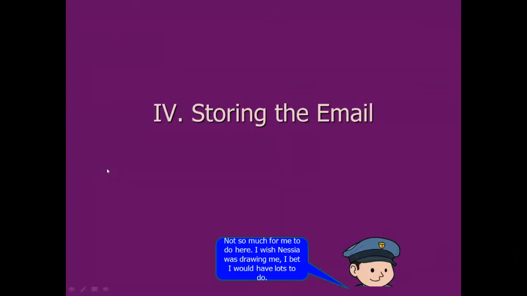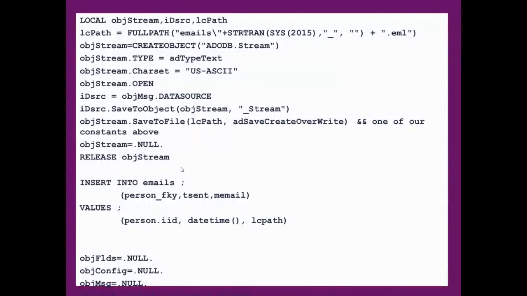Right now, we just created an email. Cool, we sent it. Cool, but we need to store it. Otherwise, the whole point of this is going to be gone, because I just said that we can store it and retrieve it and everything. We got to store it somehow. So the code to store it is pretty simple. I create an ADODB stream object, and I use my message object's data source method to save it, and I save it to whatever path I've decided.